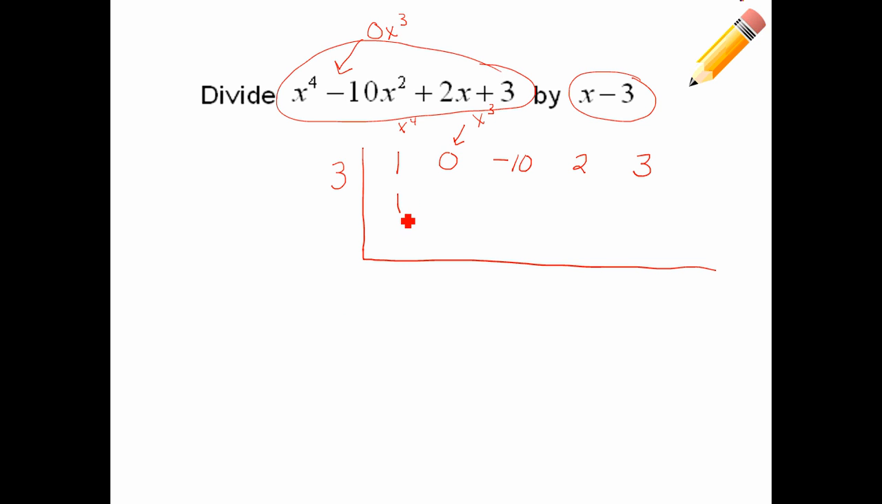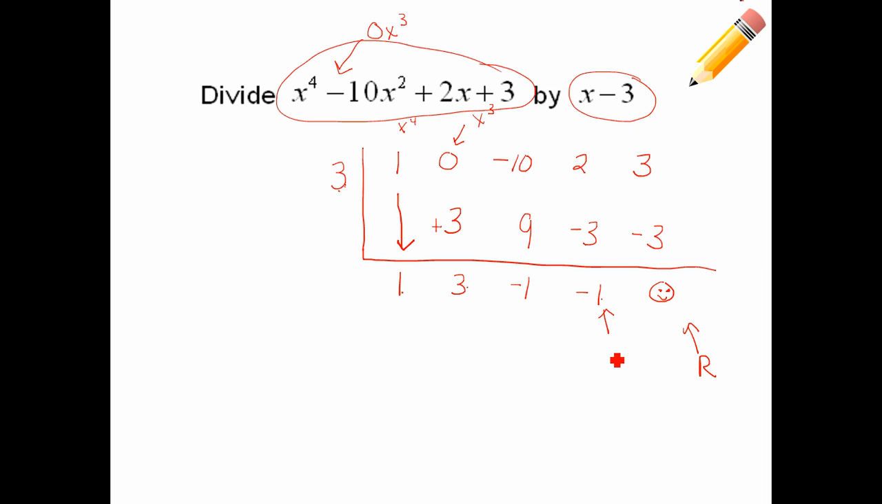So we're going to drop down the first number, which is a 1, and now we multiply. 3 times 1 makes 3. Then we add 0 plus 3 is 3. 3 times the 3 is a 9. Negative 10 plus 9 is negative 1. 3 times negative 1 is negative 3. Add negative 1... 3 times negative 1 is negative 3. Add 0. So that last number, remember, is the remainder. And what happened here, good things happened. It divided out evenly. Smiley face. I don't have to put that funny fraction at the end of my answer.